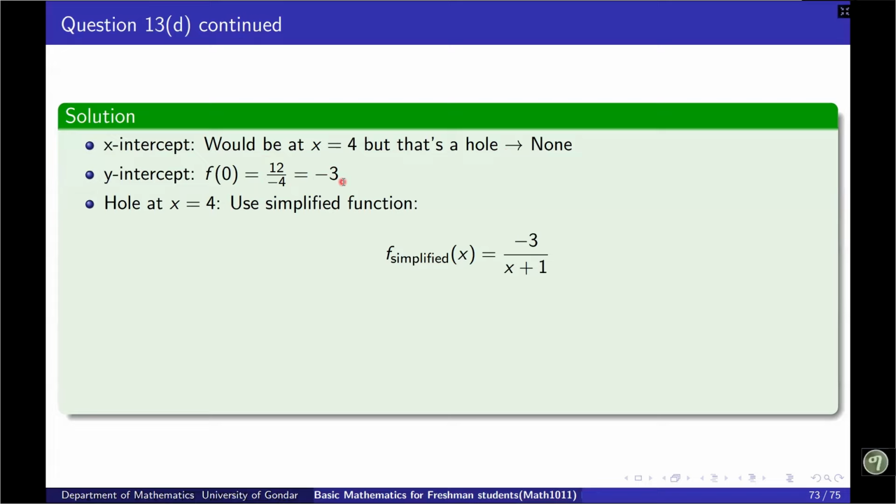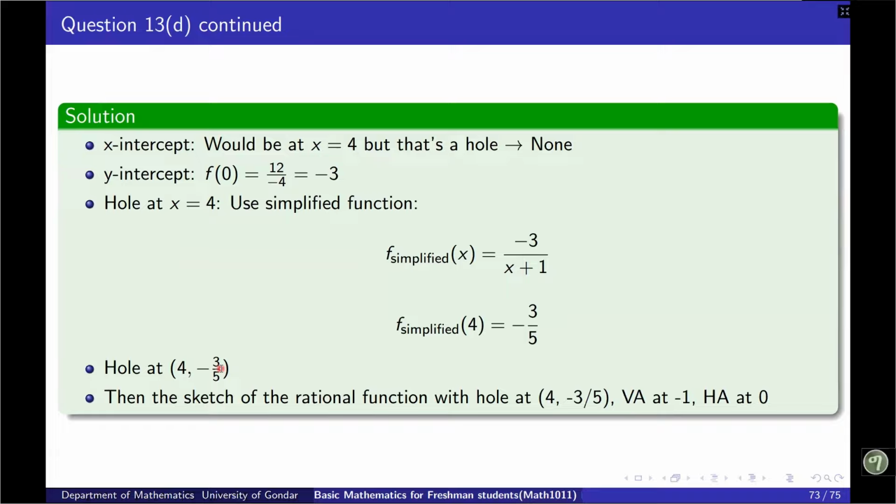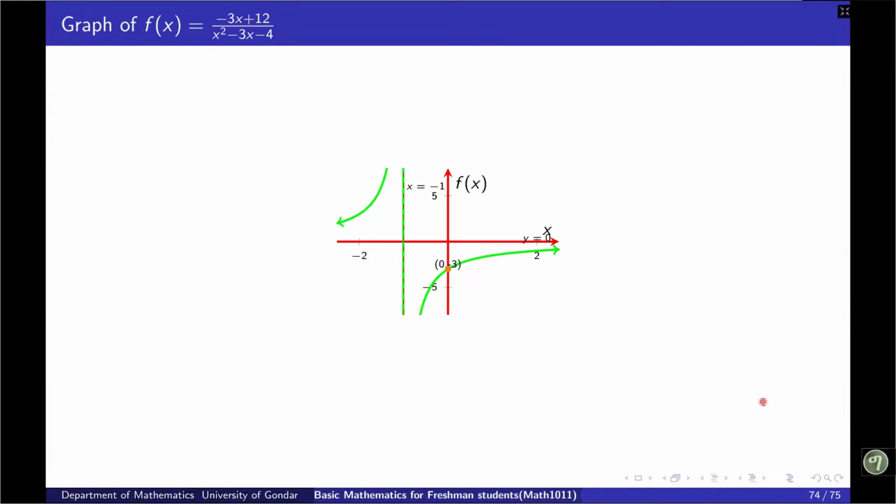Then, in order to specifically put the point, we have to take the simplified form of the given function. So the simplified form is -3 over x plus 1. Therefore, the functional value at 4 for this one could be -3 over 5. Therefore, the hole of the graph will be 4 with -3 over 5. Then the rough sketch of this rational function with this information, with the hole at 4, -3 over 5, vertical asymptote at -1, and horizontal asymptote at 0, or simply the x-axis, could be this one.